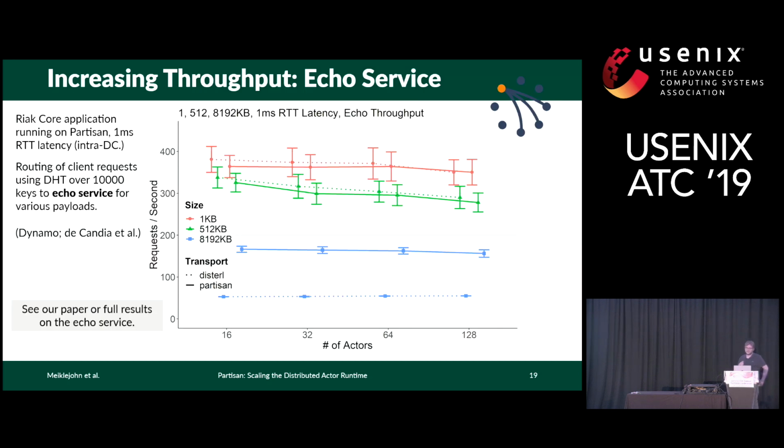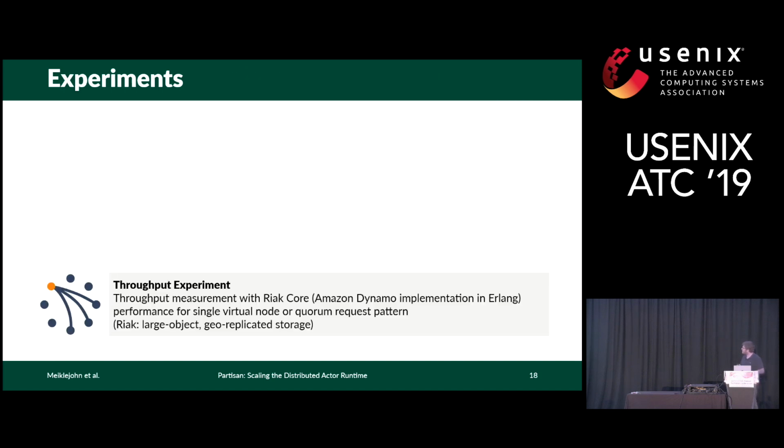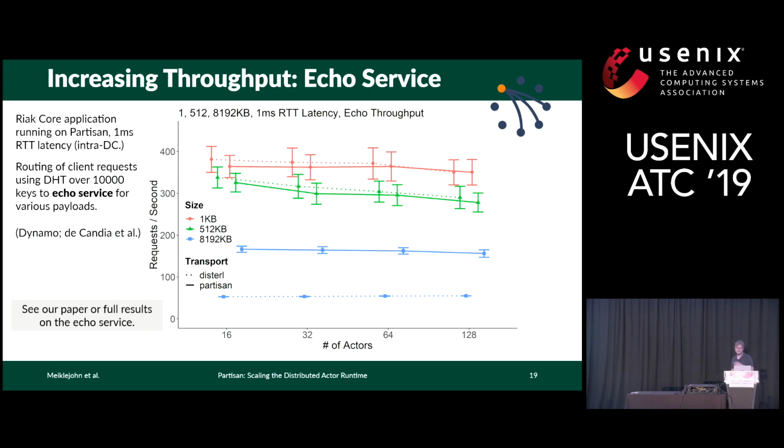Now, the throughput experiments are going to use a key value store and an echo service where we will issue requests to a normal distribution over 10,000 nodes. We'll look at how many operations we're able to perform per second. In our key value example, we'll do a fan-out, fan-in Cassandra-like pattern. Here, on the x-axis, we're varying the number of actors, with throughput per second on the y-axis. In red, we have 1 kilobyte payloads. Green is 512, and the bottom is 8 meg.